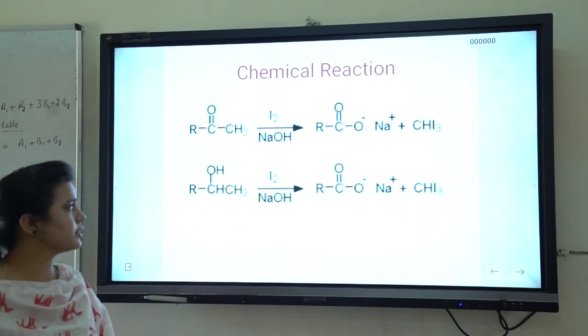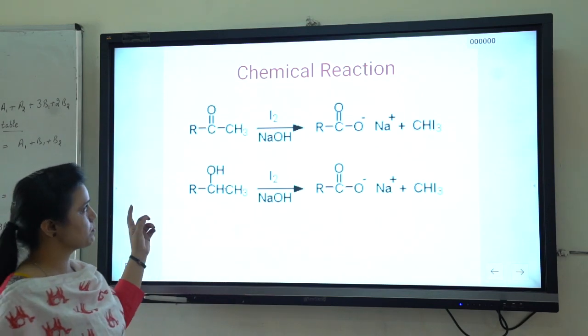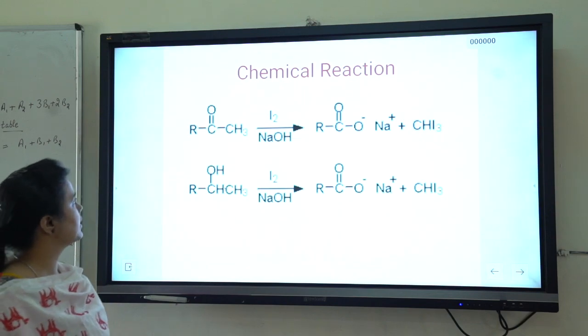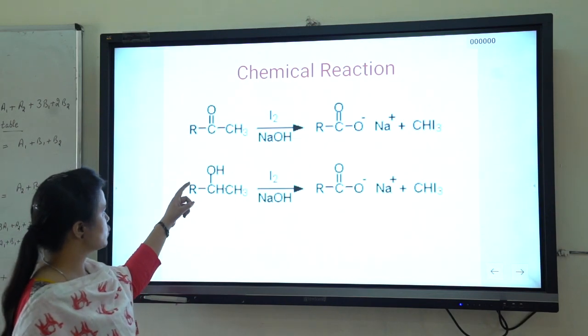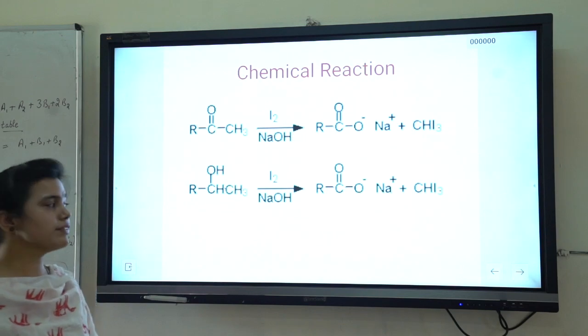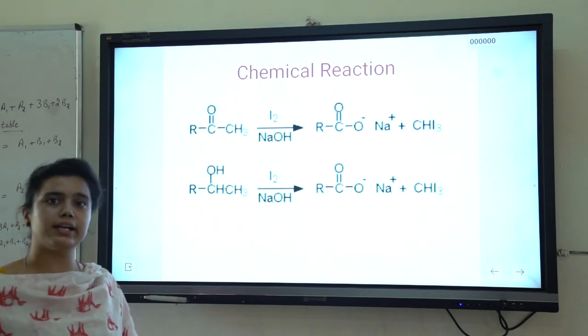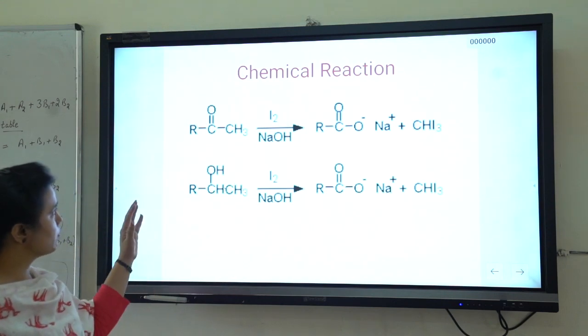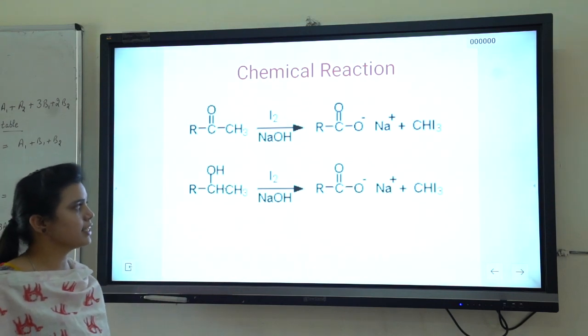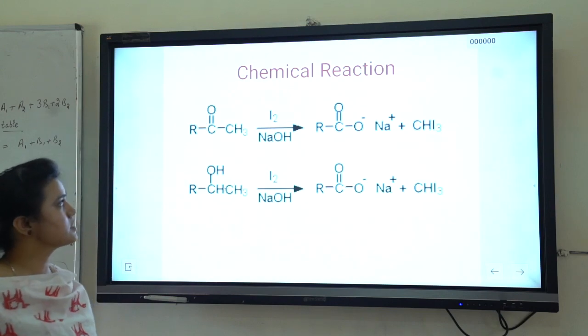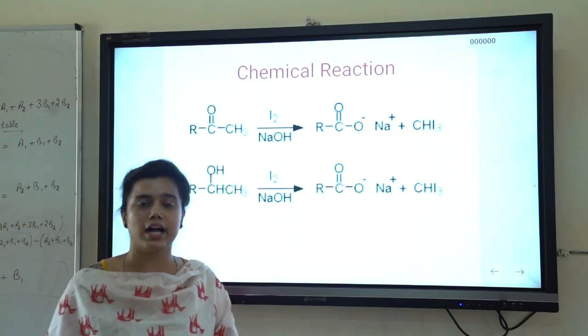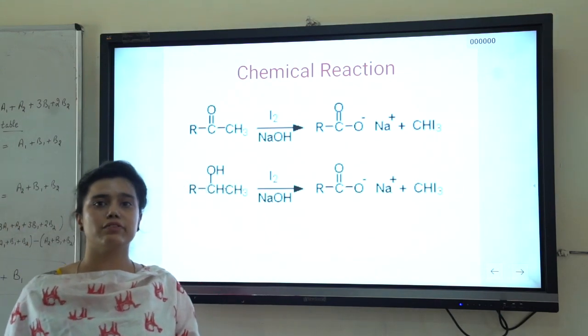Secondly, we can also proceed with this reaction with the help of a secondary alcohol, that is RCHOHCH3, which reacts with iodine and sodium hydroxide to form carboxylate ion and again CHI3. For both reactants, the reaction takes place with the same mechanism, that is the formation of CHI3, the iodoform, and an intermediate is formed.